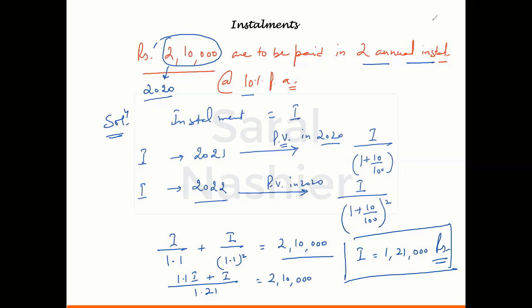That means an installment of 1,21,000 rupees will discharge a debt of 2,10,000 rupees in 2 years if the rate is being charged at 10% per annum. So even if the installments are, let's say, 4, 5, 6, 7, 8, we always use this only. For every installment, we calculate the present value, and after calculating that present value, we put all the present values equal to the current money that has to be paid, and from there we calculate the value of the installment.